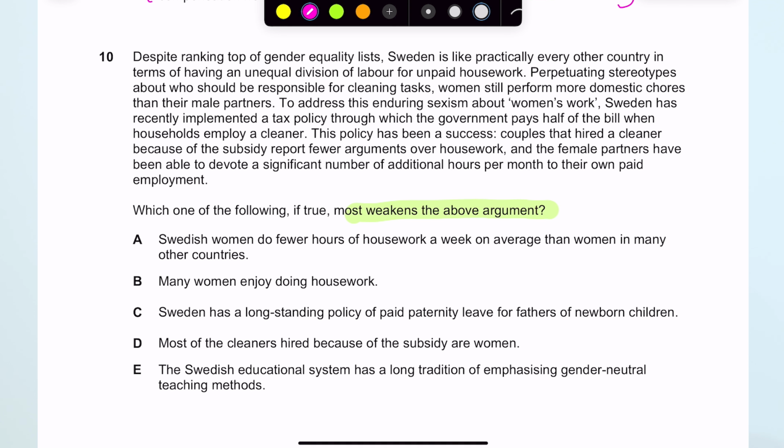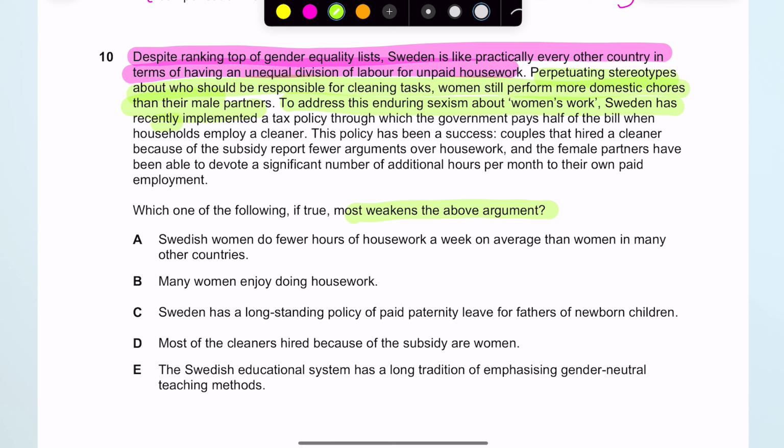So despite ranking top of the gender equality list, Sweden is like practically every other country in terms of having an unequal division of labour for unpaid housework. That's just like a context point. Perpetuating stereotypes about who should be responsible for cleaning tasks. Women still perform more domestic chores than their male partners. So this is some data we're looking at, still unfair.